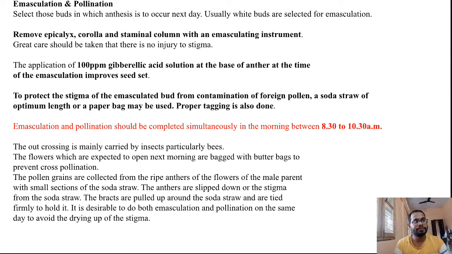I have already sent a video in the Google Classroom. You can see practically how the crossing is done in the field. By seeing this video you can understand more than by my theoretical explanation. So you have to see this video which I have sent in your Google Classroom. It is a very simple process. You just have to remove the apicalyx and corolla, and after that the staminal column.